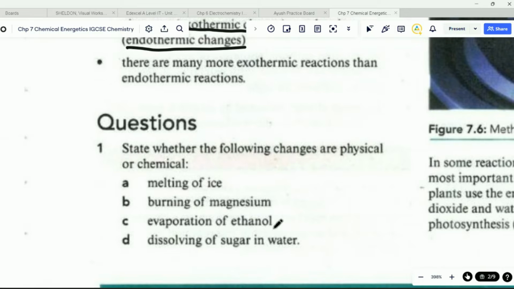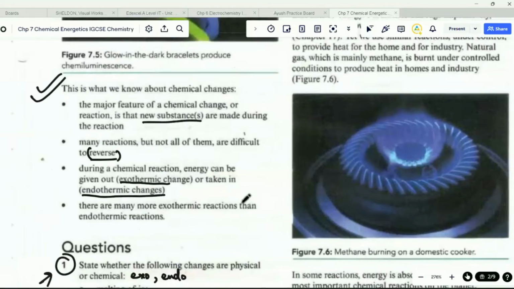See this, state whether the following changes are physical or chemical. This will be your assignment. You will be solving this question and telling me whether melting of ice is endothermic or exothermic. You have to tell me whether it is a physical change or a chemical change. Also tell me whether it is an exothermic reaction or an endothermic reaction. Tell me about this as well.